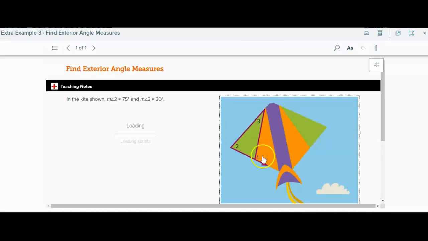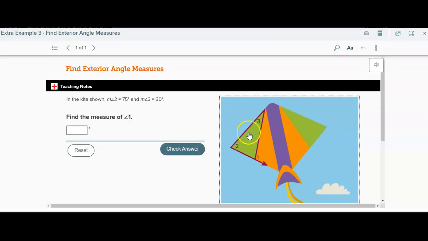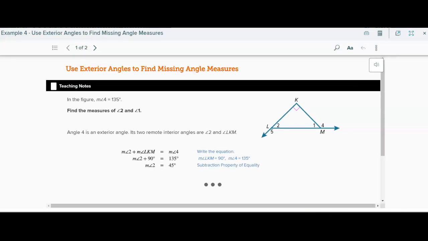All right, let's look at another example. Angle 1, we know that 2 and 3 are 75 and 30, so 75 plus 30 is the measure of angle 1. So angle 1 has to be 105. It's the sum of those two. Are you guys liking geometry yet?